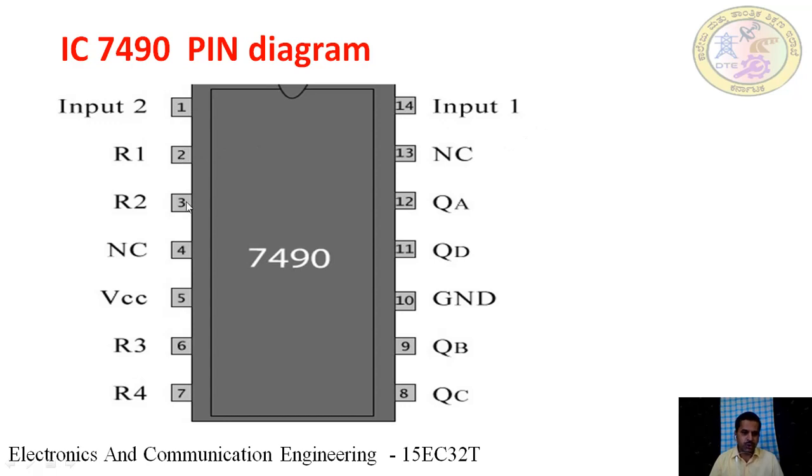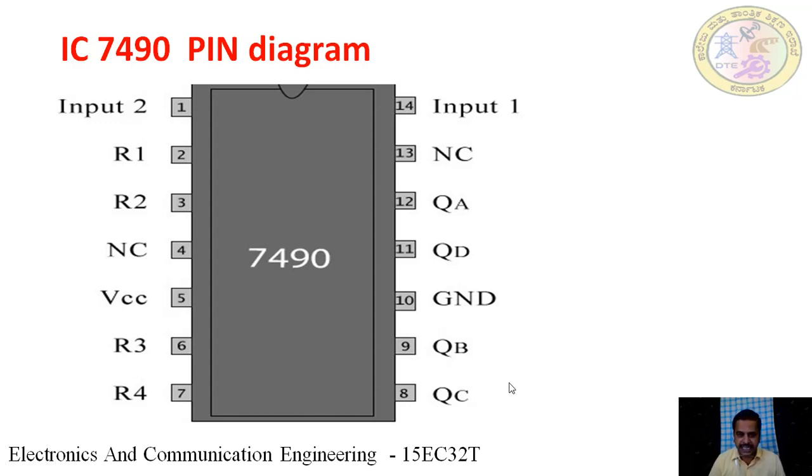Pin numbers 2, 3 and 6, 7 are set and reset pins. And pin number 4 and pin number 13 are not used for any function. They are blank. The power supply, that is VCC, will be applied to pin number 5. The ground is pin number 10. Pins number 12, 8, 9 and 11 are the 4 outputs of the decade counter.